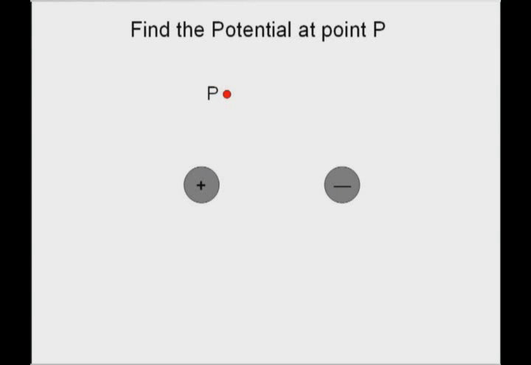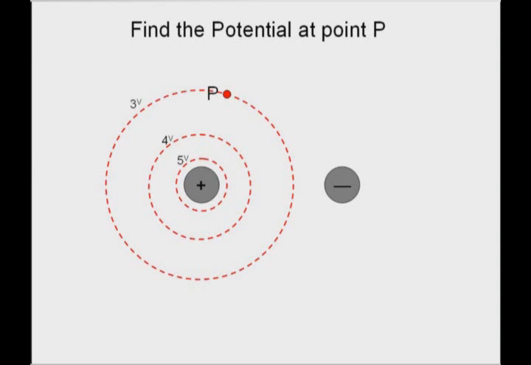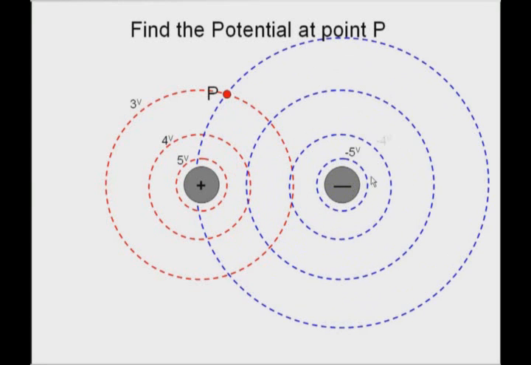This one looks different on the picture. These are equal potential lines. Each one of these lines, as you get farther and farther from the charge, you have a smaller and smaller potential. And this one we have negative potential lines. So at this point P, we have 3 volts along this line and negative 2 volts along this line, which add together to make 1 volt for our net potential at that point.